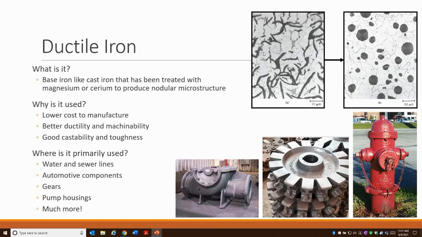Typically, people are using ductile iron because it's a very low cost to manufacture. It's got better ductility and machinability than cast iron and other materials, and it's also got good castability, so you can make tougher shapes and a good toughness. Typically, you see ductile iron being used in water and sewer lines, which is what we do here at ACIPCO. Automotive components, gears, pump housings, and then there's a long list of other places that ductile iron is used.